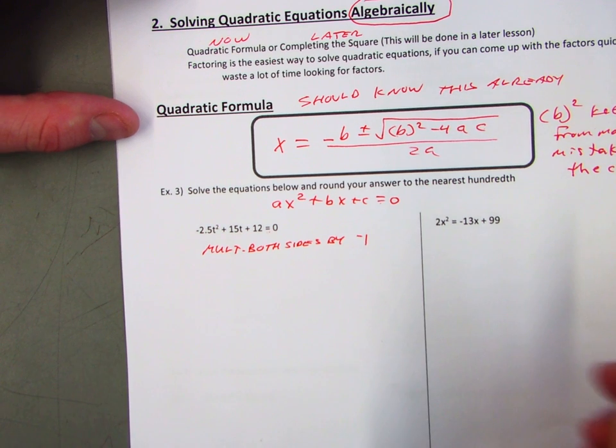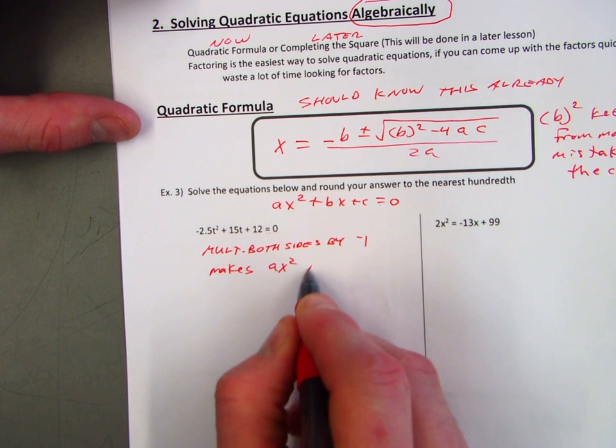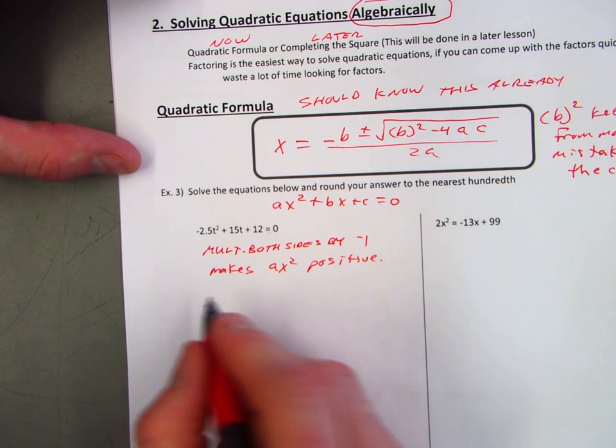If you multiply both sides by -1, that is going to make ax squared positive, and all that does is just make the equation a little easier to work with.